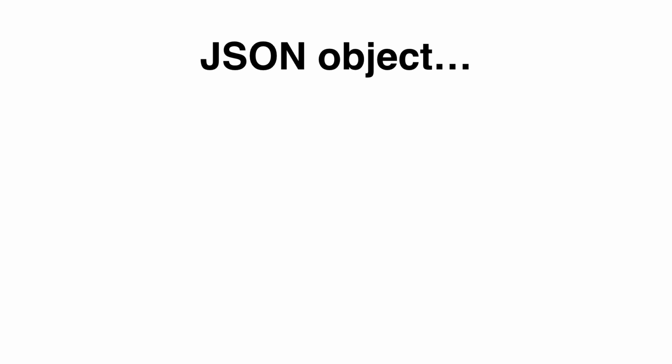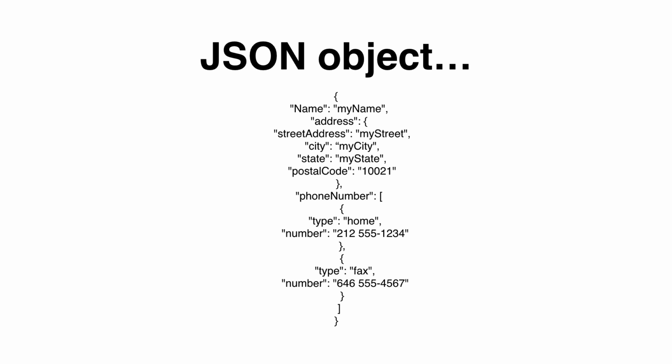Now to put this all together, here is an example of a JSON object. The object consists of a pair, another object element, and an array pair element. The pair is called name and has a string value of myName. The object element is called address and has 4 pairs. The first pair is called street address with the string value of myStreet. The second pair is called city and has a string value of myCity.